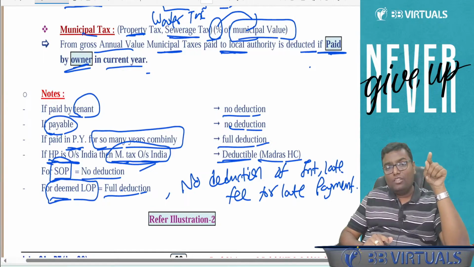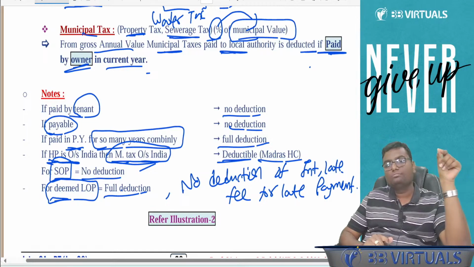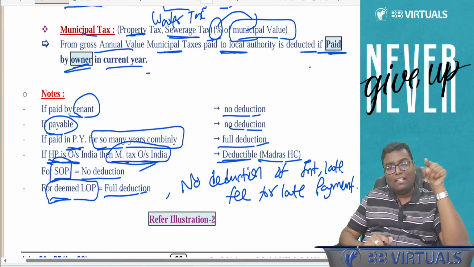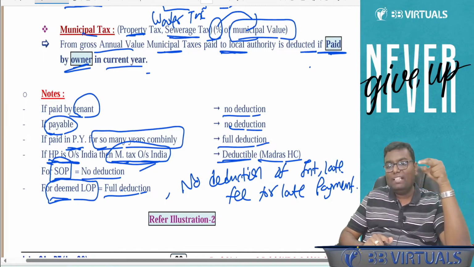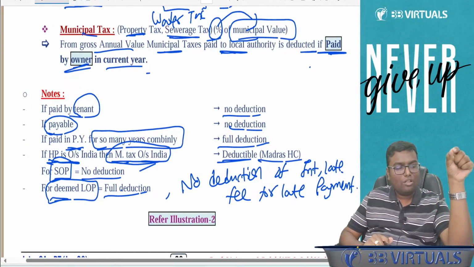From net annual value, what are we deducting now? Deduction under section 24. Clause A, 30% of NAV. Clause B, interest on borrowed capital. Let us first understand the very first deduction, 24 clause A, 30% of NAV.